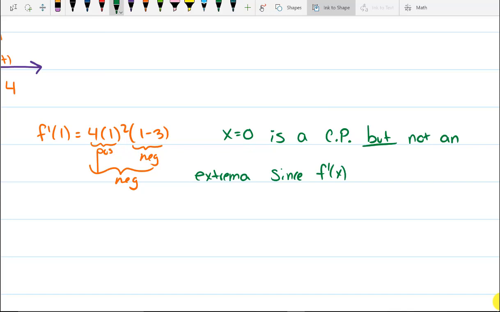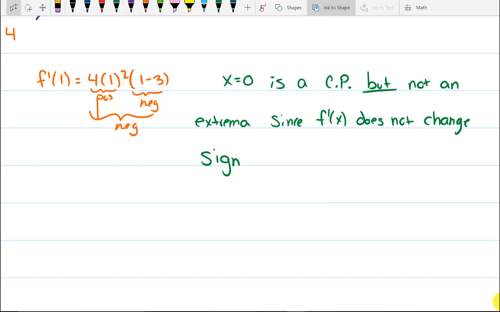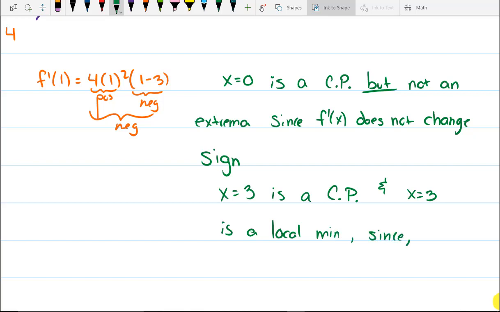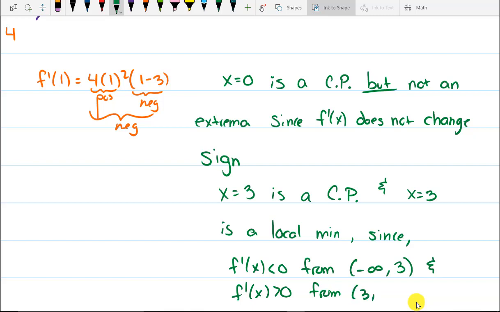Since f prime of x does not change sign from either positive to negative or negative to positive, x equals 0 is not a local extremum. Whereas x equals 3 is a critical point, and x equals 3 is a local min, since f prime of x is less than 0 from negative infinity to 3, and f prime of x is greater than 0 from 3 to infinity.